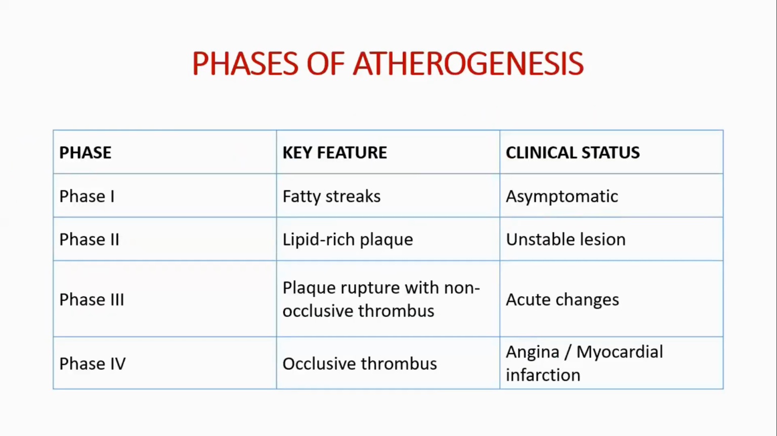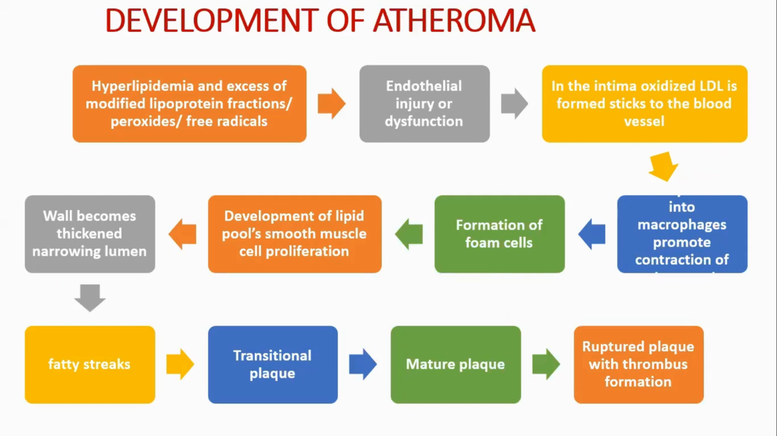So, phases of atherogenesis. Phase 1 is usually asymptomatic and is characterized by fatty streak, which is non-obstructive lipid-filled cells. In phase 2, fatty streaks progress to form lipid-rich plaques derived mainly from LDL cholesterol. These lesions are considered unstable. Phase 3 involves plaque rupture with formation of non-occlusive thrombus. In phase 4, an occlusive thrombus is formed with significantly reduced blood flow and is clinically associated with angina and myocardial infarction.